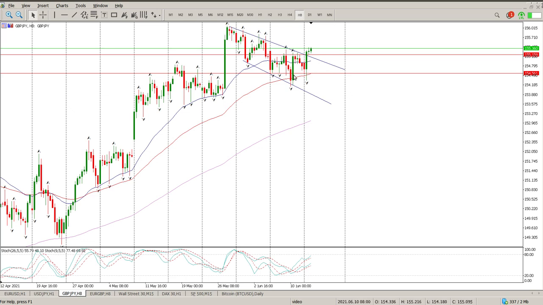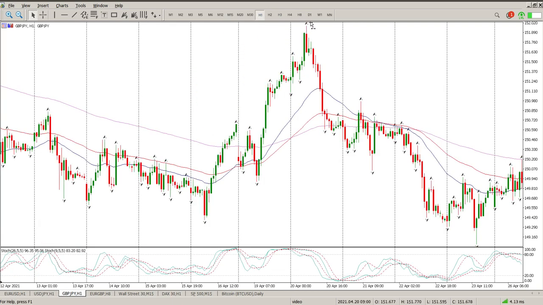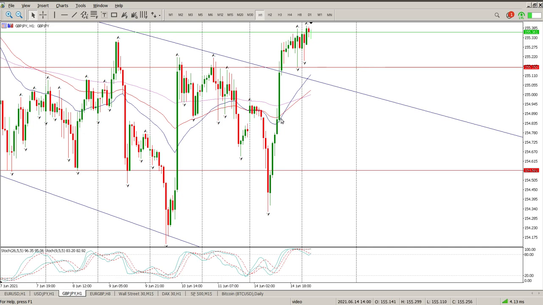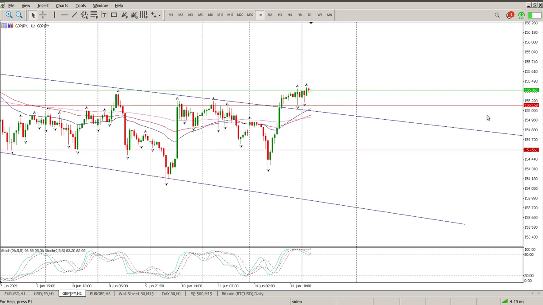So you can see there was a downward channel over the last couple of days. We have broken to the upside. Oscillators are pointing in the right direction, and we also have a fairly strong move yesterday. So you can see obviously something impacted the Japanese yen yesterday.